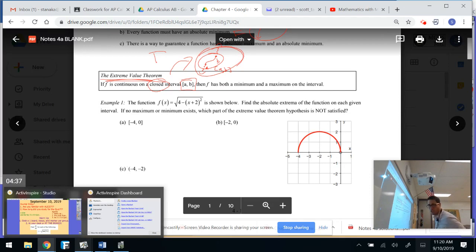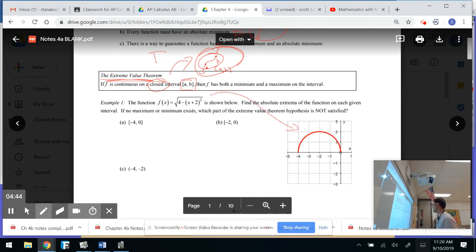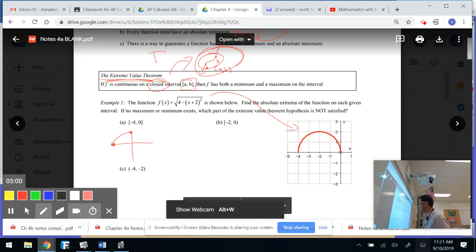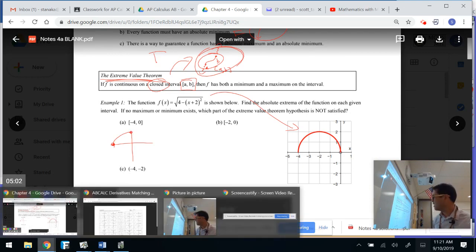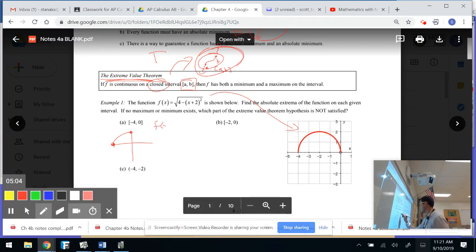Example 1, let's show what this is all talking about. The function f of x is shown below. It's that graph right there. Find the absolute extrema of the function on each given interval. If you don't have a max or min, which part of the extreme value theorem hypothesis is not satisfied? Let's look at -4 to 0. Ooh, we're including both of those endpoints? Okay, so let's check what's being satisfied. f of x is continuous.